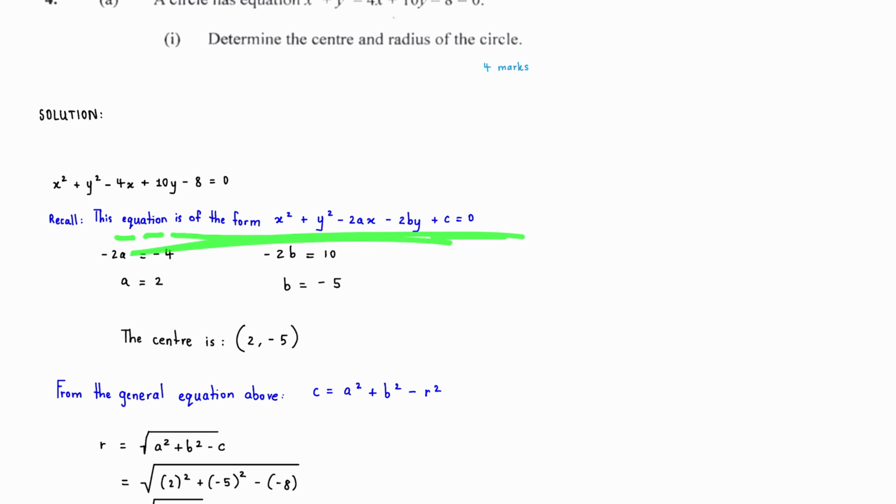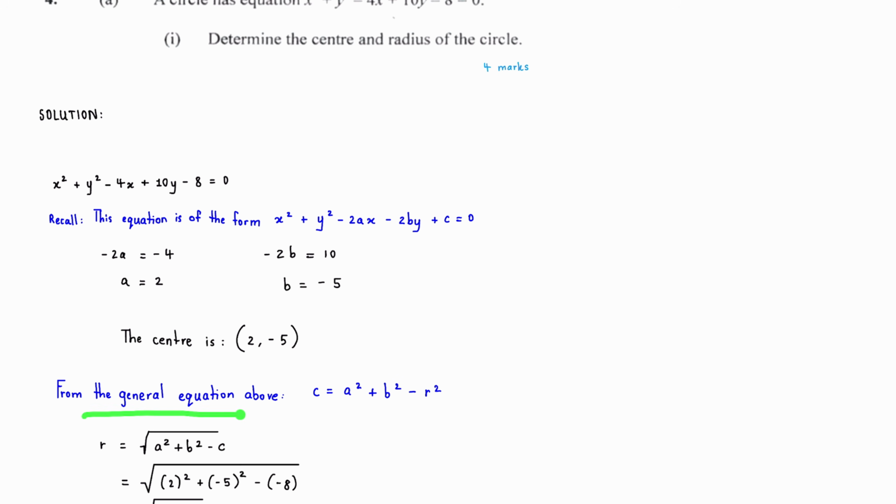So because it's in this form, we could say that minus 2a is equal to minus 4 because it's in this position, the coefficient of x. Minus 2b is equal to 10 because it's the coefficient of y, which is where minus 2b would be, which is here, right? So now we could solve for a and b very easily. We can say that a is equal to 2 and b is equal to minus 5, and that is the center, the coordinates of the center.